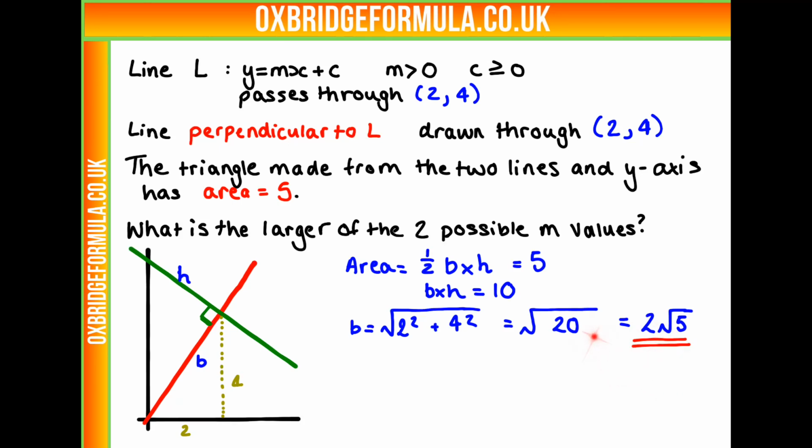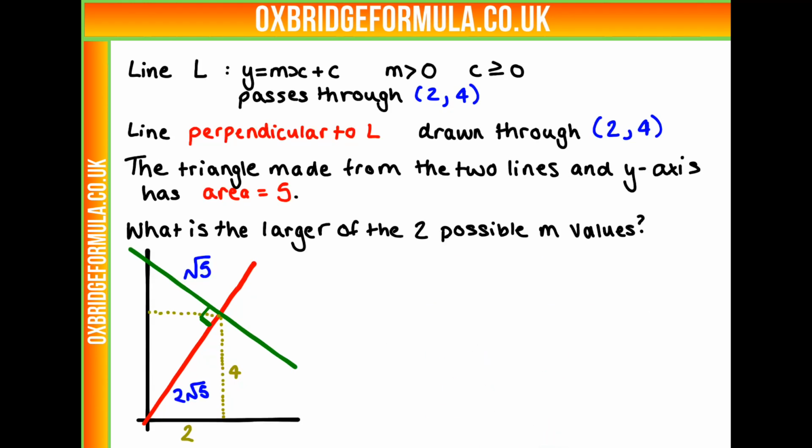And to work out h, we can use this equation here. We know that 2 root 5 times h is 10, and so h must equal 10 over 2 root 5, or simplifying that down, it's root 5. So I've put on our 2 lengths there.